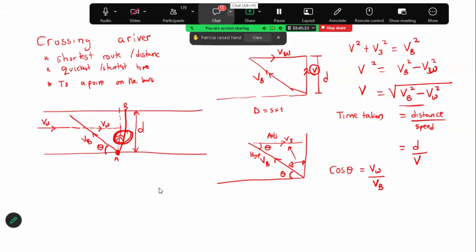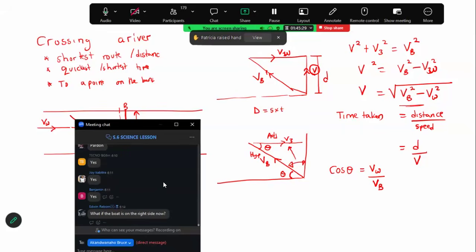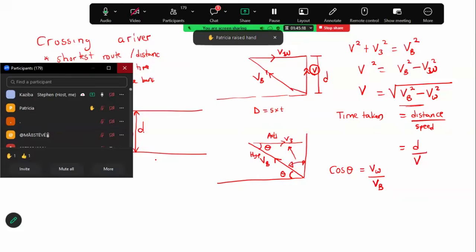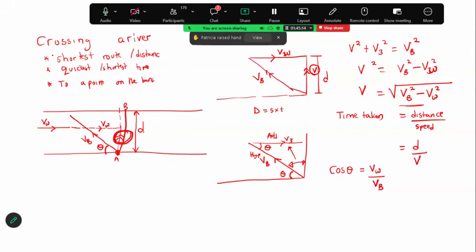Members, let me know through the chat. Are we on the same page now? Okay, that is the first case. Patricia, you could ask. This is the first case for the shortest route.